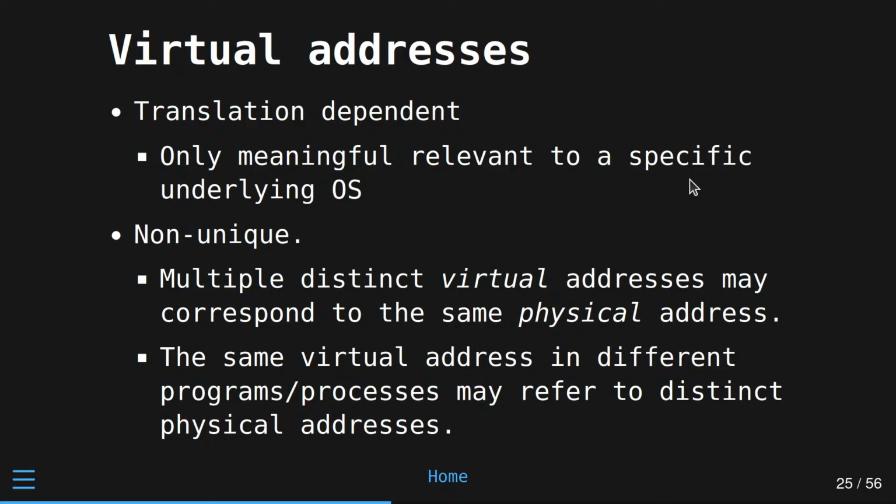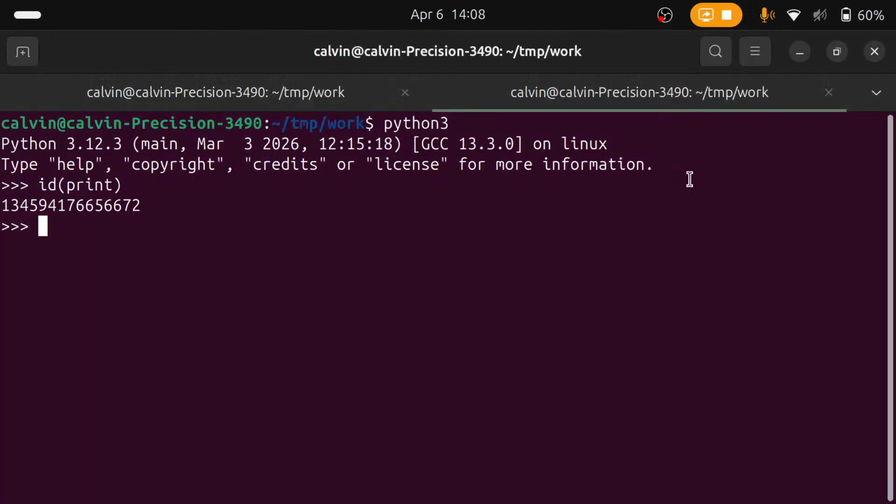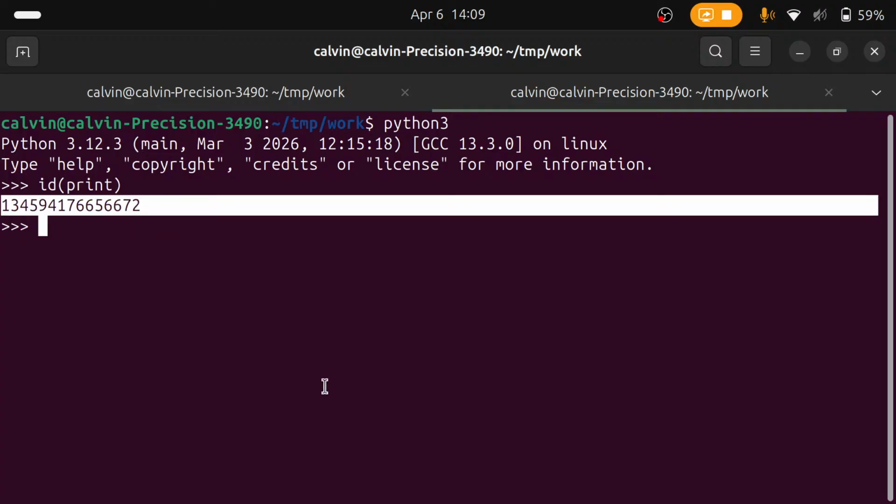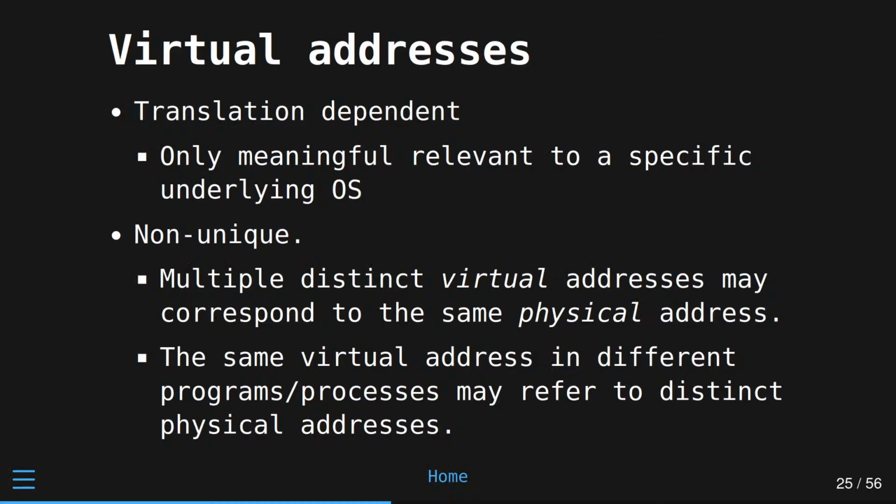The same virtual address in different programs and processes may refer to distinct physical addresses, and distinct virtual addresses may correspond to the same physical address. I claim this is something an awful lot like a virtual address. It is referring to something that must exist at a physical location. I certainly have the bits that correspond to the Python standard library on my device somewhere physically. So this refers to a physical location. And this is a different virtual value that refers to the same physical location. So that is 2 different virtual values referring to the same physical location. This means there's no bijection. Okay? Do you all know what bijections are?